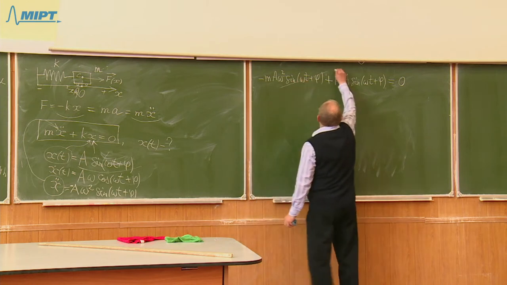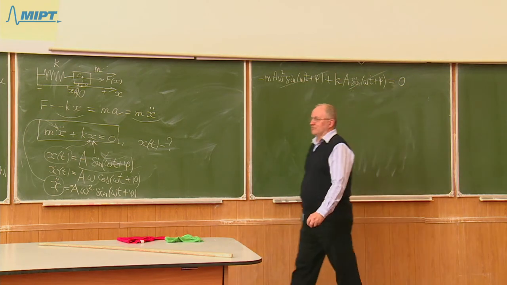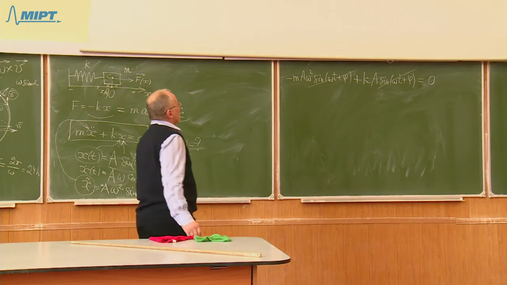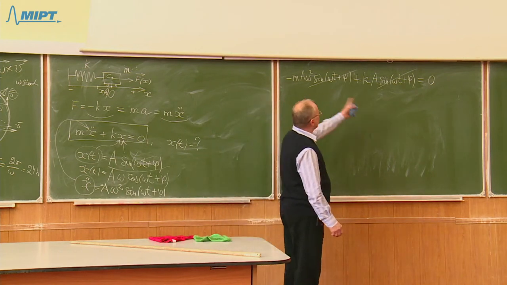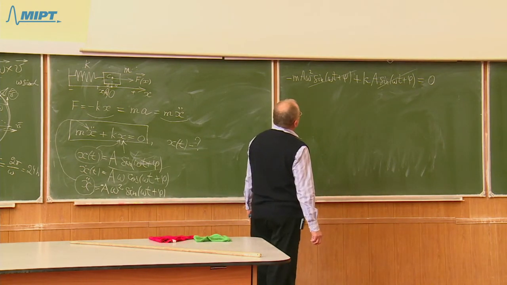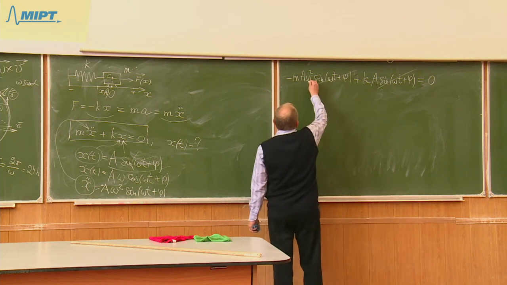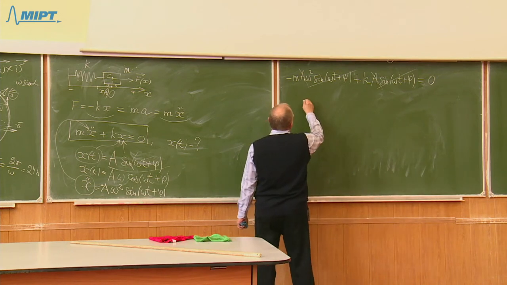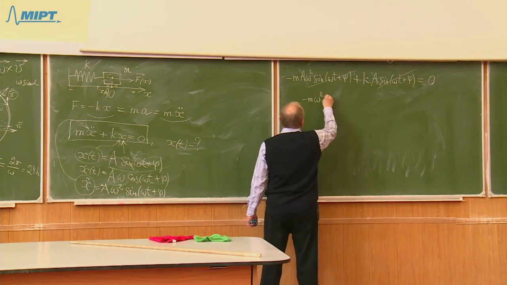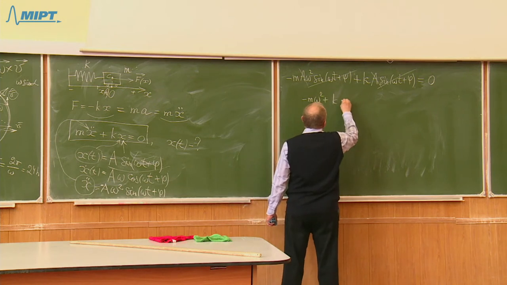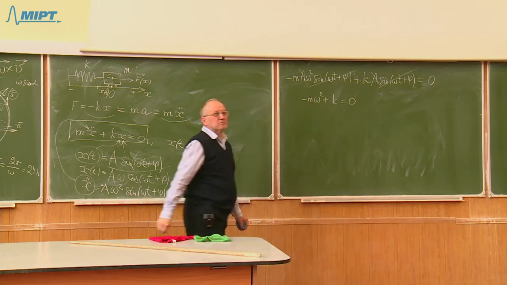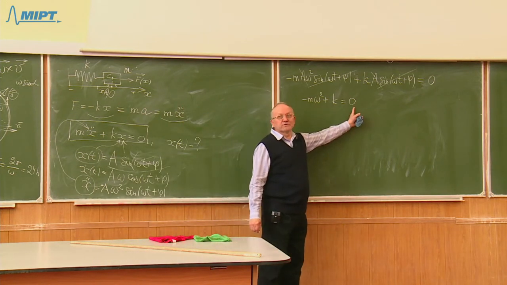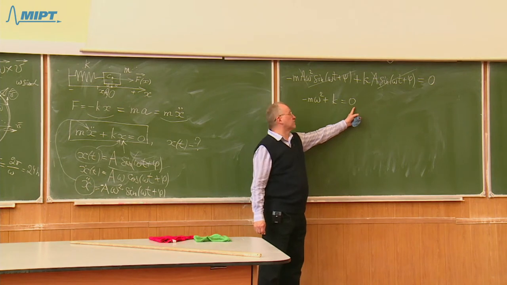Sine will be canceled because sine is generally not 0. So we can divide the equation by this sine. And also, amplitude A will cancel. And what remains here? Minus m omega squared plus k equals 0. Is it always so? Is it always correct? No, absolutely not.